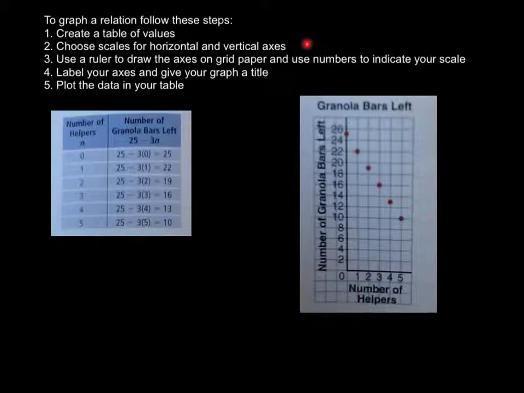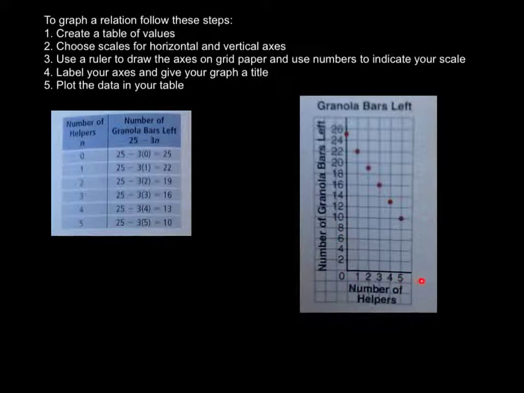The second step, we need to choose scales for our horizontal and our vertical axes. Our horizontal axis is this line down here on our graph, and our vertical is our straight up and down axis. That's just the name that we give for those 2 lines on the graph. And a scale means the numbers that either increase or decrease on both of our axes.